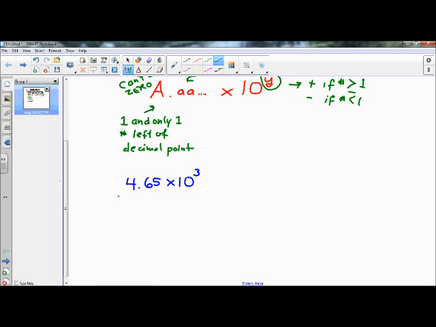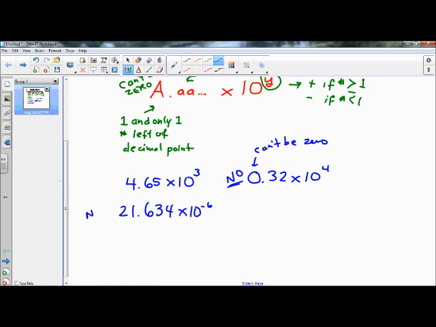This is an example of a number in scientific notation. This is not. Okay. This can't be a 0. This is also not. You're only allowed to have one digit left of the decimal.